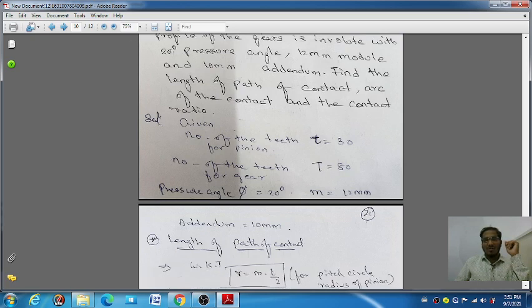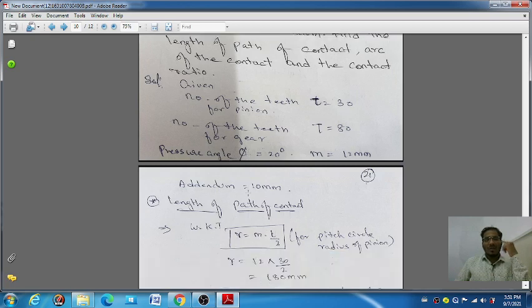Pressure angle phi, how much is the pressure angle given? 20 degree. Here the question has a 20 degree pressure angle. M is the module, M is equal to 12 mm. In some questions the pressure angle will not be given as pressure angle, it will be shown as angle of obliquity. Addendum is also given as 10 millimeter.